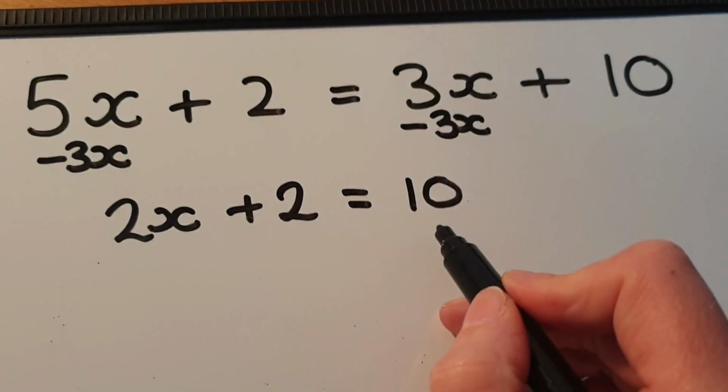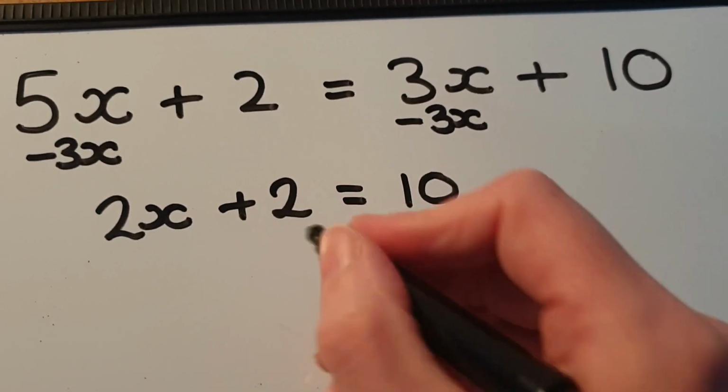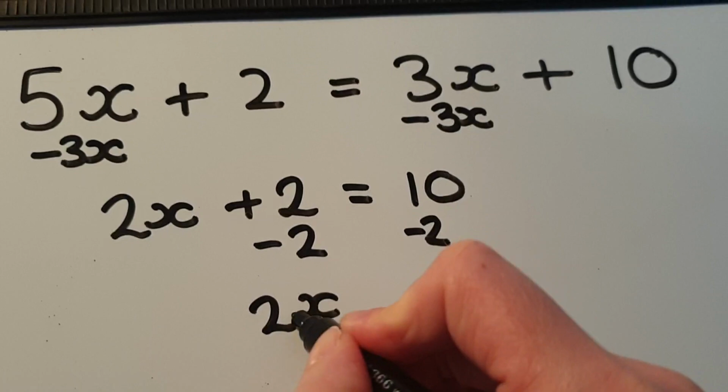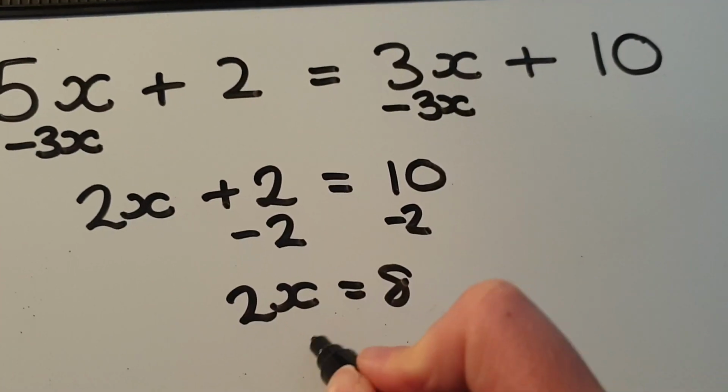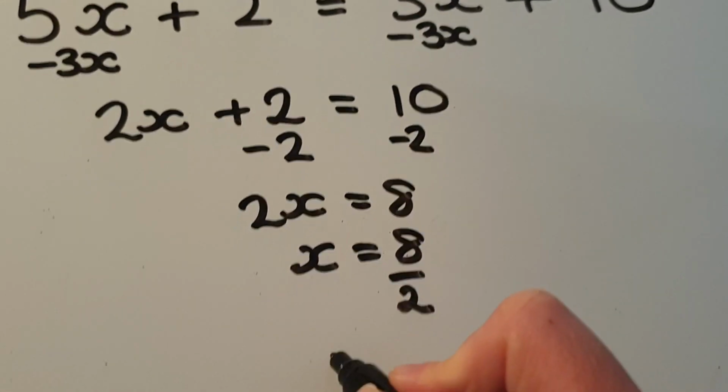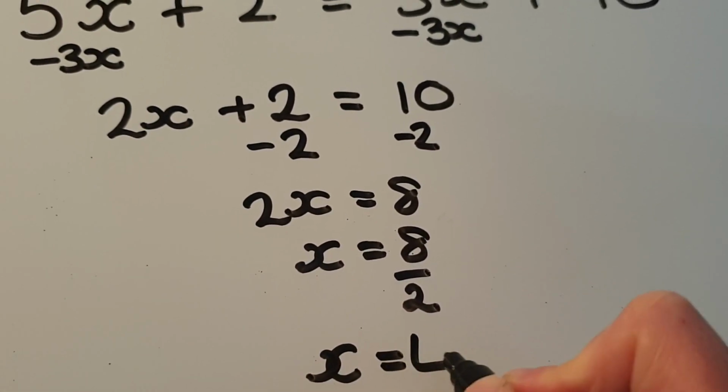And now we're left with a simple equation, so we just solve as normal. So take away 2 from both sides. So 2x equals 8. And then divide by the 2. X equals 4.